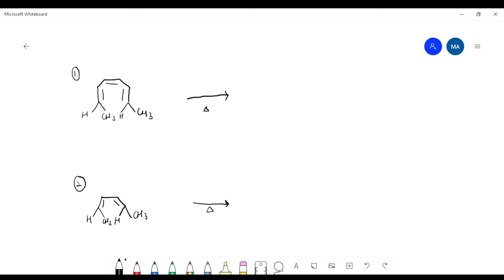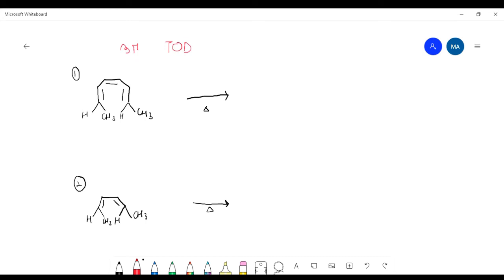Okay, let's take a look at the question here. The first one, we can see that first we need to count how many pi bonds are in the molecule. So here we have 3 pi bonds. So it is a thermal reaction with 3 pi bonds, so it is odd. So you know that when thermal odd, it is disrotatory.